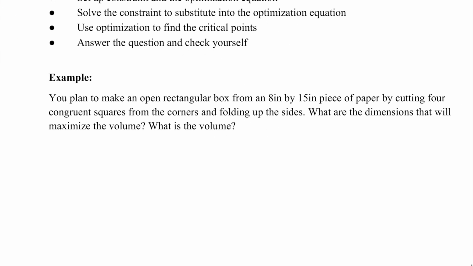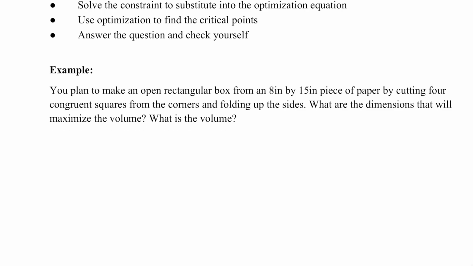So you plan to make an open rectangular box from a piece of paper that is 8 inches by 15 inches. Call it a piece of paper, aluminum or tin, anything, but it's going to be an open rectangular box. We are cutting congruent squares, so that's pretty nice. The shape that we're cutting out is consistent, and we'll be folding those sides up. What are the dimensions that will maximize the volume?